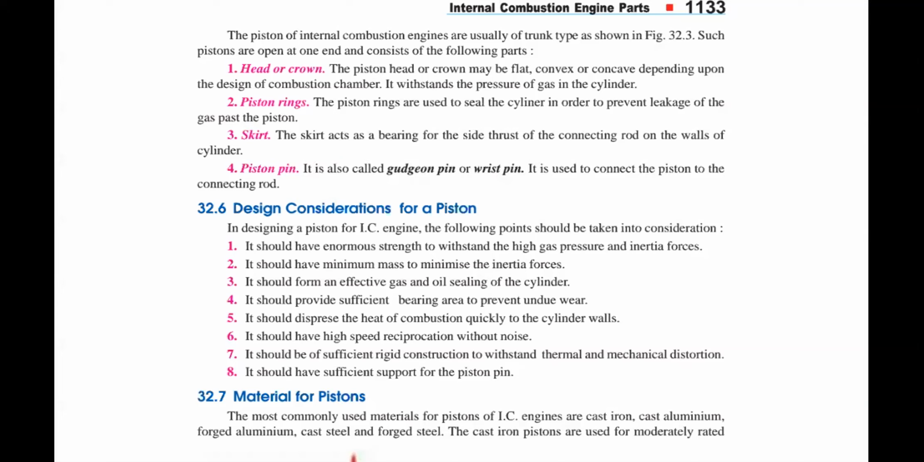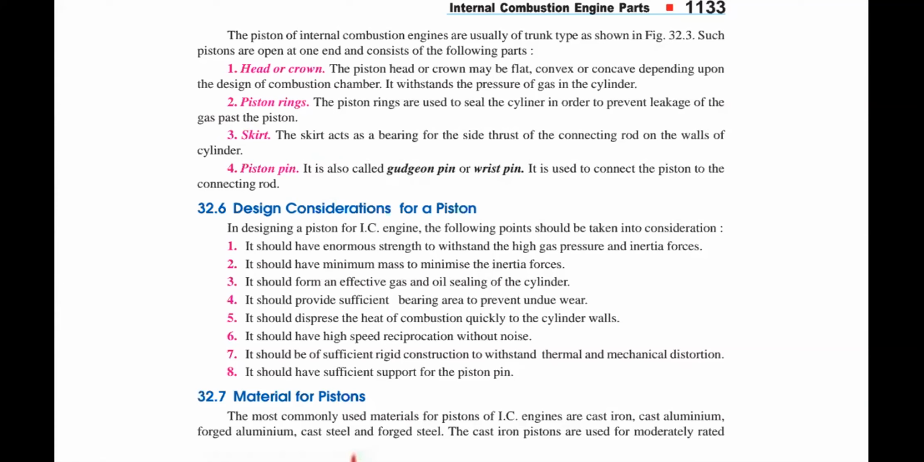Okay, fine. Next, piston skirt. The skirt acts as a bearing for the side thrust of the connecting rod on the walls of the cylinder. So the skirt acts as a bearing for the side thrust of the connecting rod. Next one is the piston pin. It is also called a gudgeon pin or wrist pin. It is used to connect the piston to the connecting rod. So these are small parts, Amma, you can easily design, no problem.